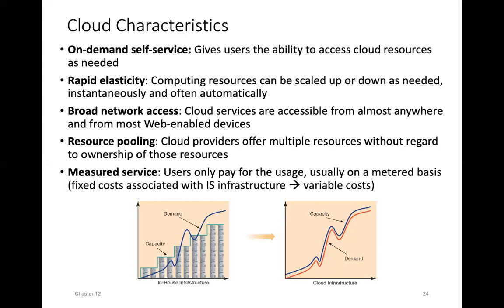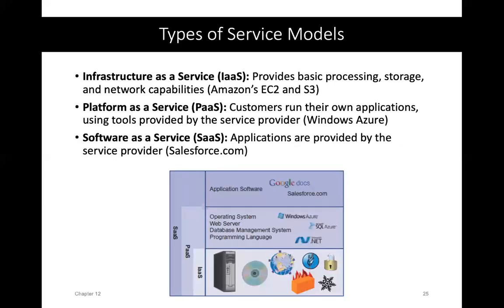What else? Resource pooling. Cloud providers offer multiple resources without regard to ownership of those resources. So you can have access to resources and you don't have to worry about it. And then a measured service. You only pay for what you use, okay? So fixed costs associated with infrastructure now become variable costs. So they change per use. If your markets are not very busy, if you're in a financial market in my world, if your market's not very busy and your network usage is down, your costs are going to drop exponentially as well.